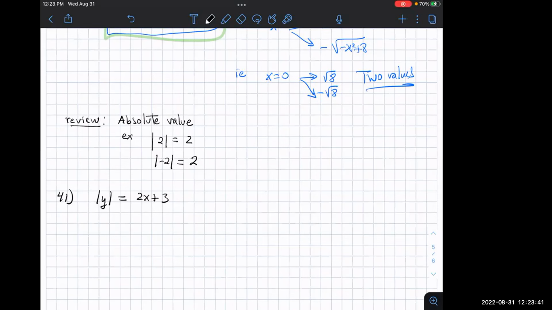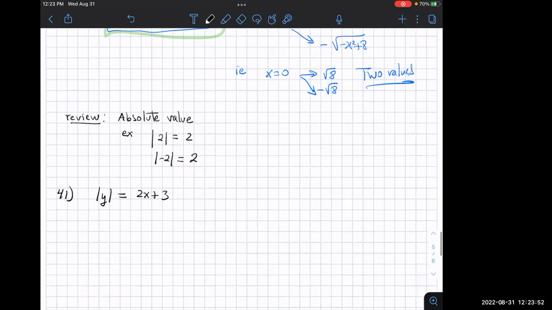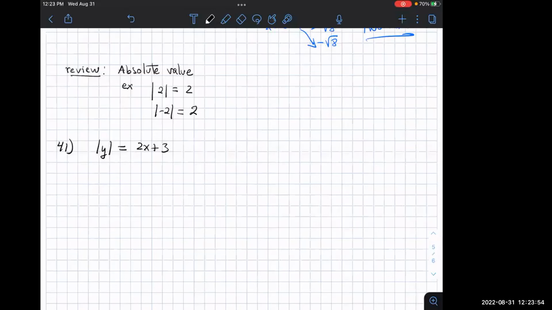Is this a function? Yes. Because... You think it's yes? Okay. So regardless, let's see if it comes out positive. The absolute value of y equals 2x plus 3. The absolute value has to be positive. Okay, so let's see if your hunch is correct.